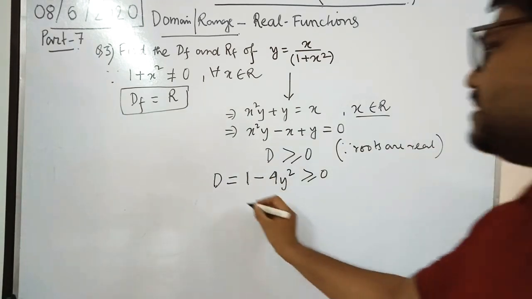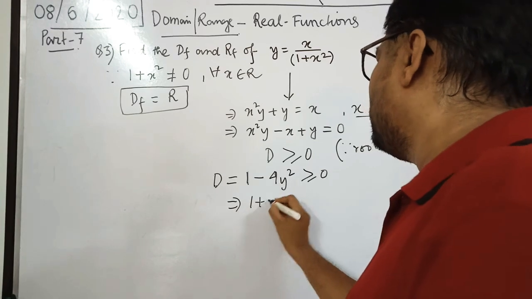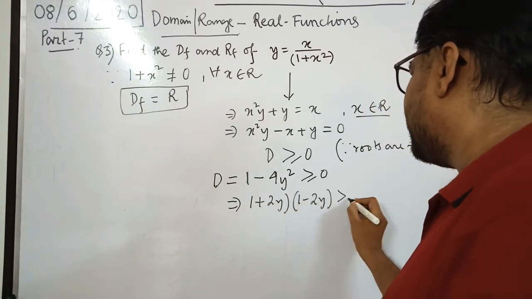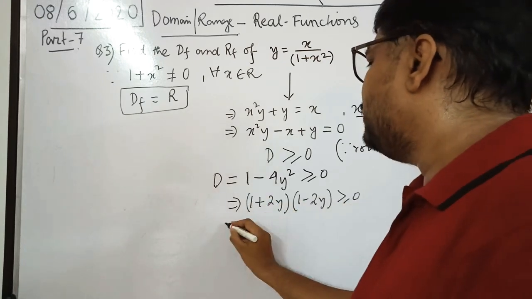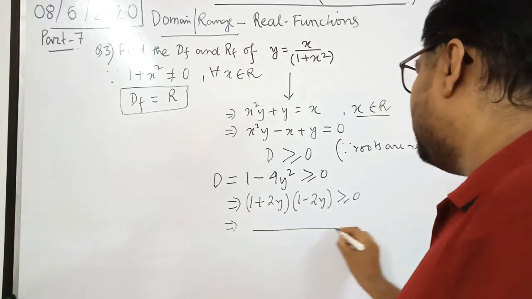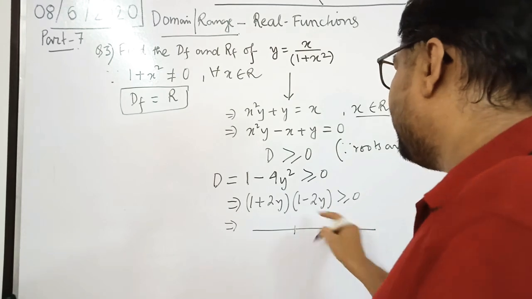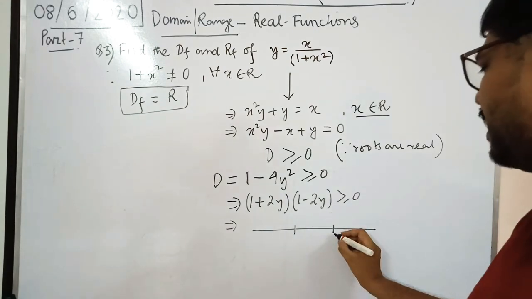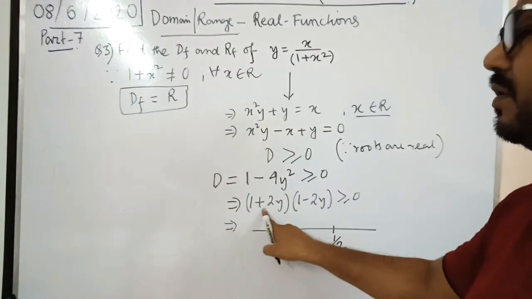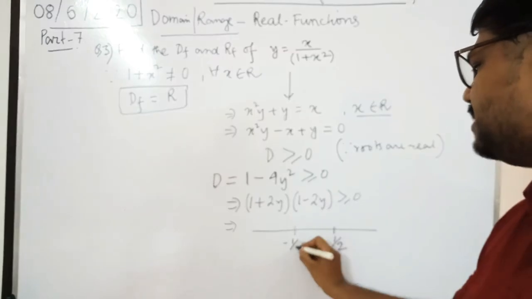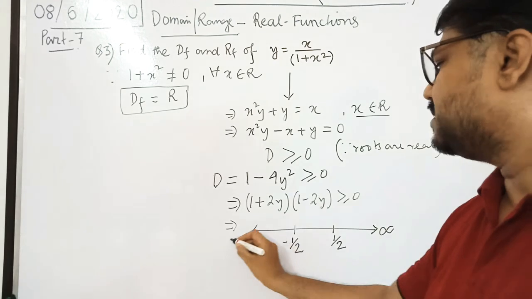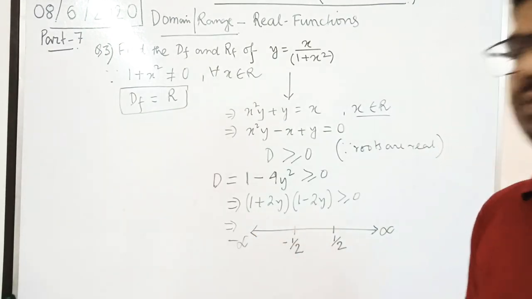Now when we factorize this, we get something like 1 plus 2y into 1 minus 2y is greater than or equal to 0. So better you do one thing, you solve on the number line where each of these factors, if you equate to 0, you get what? The first factor, if you equate to 0, you get y equals half, and this factor if you equate to 0, y equals minus half. That means the number line is broken into 3 intervals.